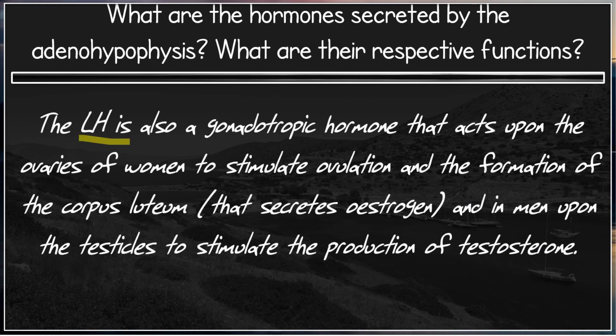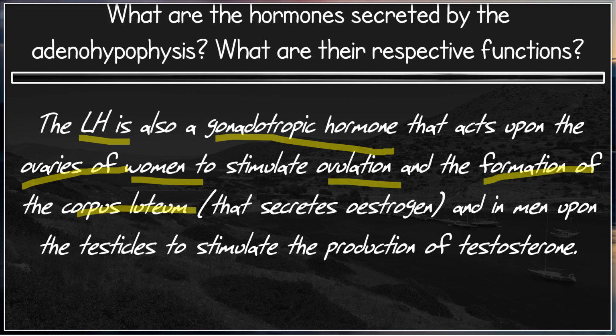The luteinizing hormone is also a gonadotrophic hormone. It acts upon the ovaries of women, stimulating ovulation and formation of the corpus luteum, which secretes estrogen, and in men upon the testes to stimulate the production of testosterone.